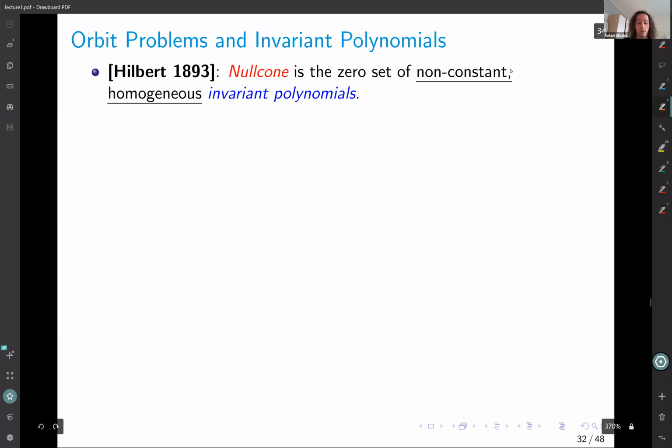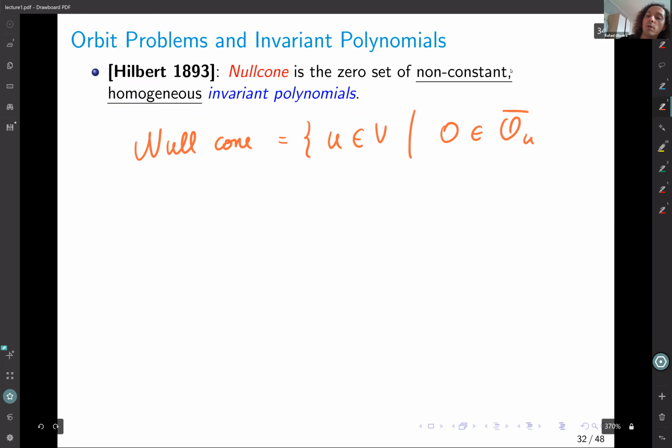Now let's go back to the origins of the null cone, by the work of Hilbert in 1893, where he defined the null cone. If you remember, what was the definition of the null cone? The null cone is the set of all elements U of the vector space such that 0 is in the orbit closure of U. What does that mean? It means that there's a sequence of group elements that makes U converge to 0, right? And Hilbert actually proved that the null cone is the 0 set of all the non-constant homogeneous invariant polynomials.